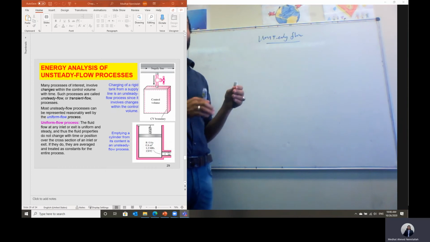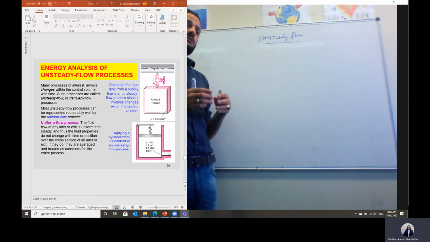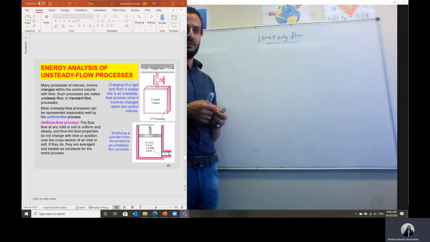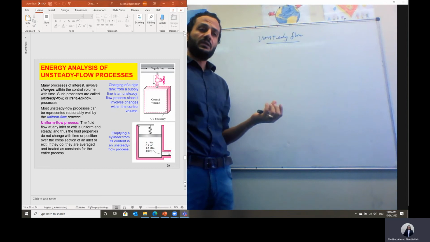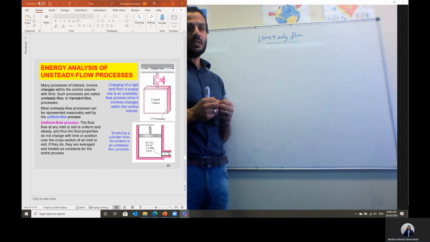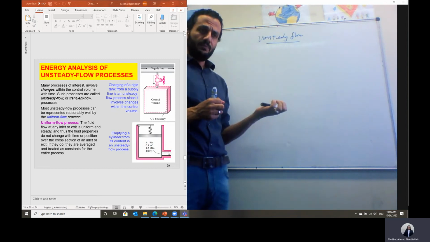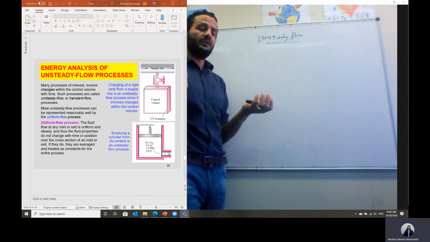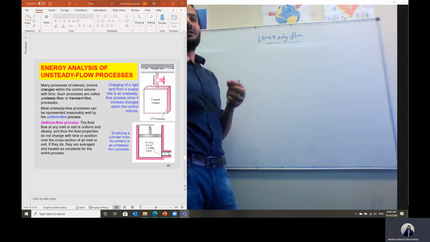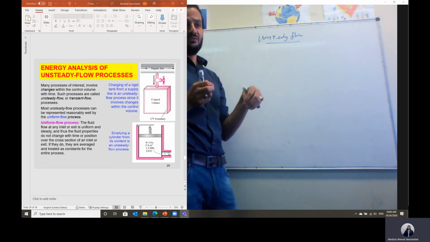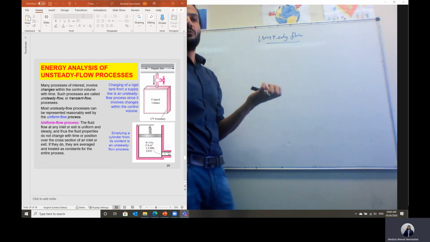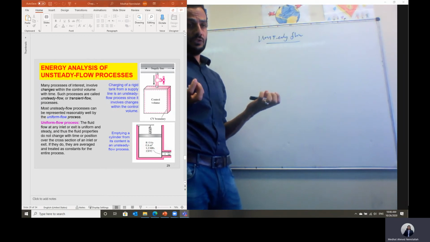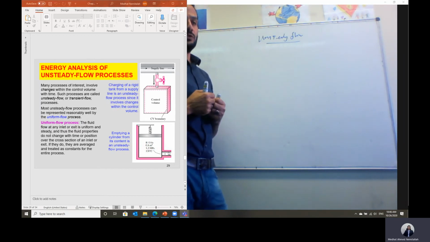Or the second case, we have mass out, either we have leakage or we are discharging a tank. So in this case, we have mass out, but we don't have mass in. So mass flow rate in does not equal mass flow rate out. So the case is unsteady flow. Or we can have mass in and also mass out, like we are filling a tank but there is a leak in this tank. So in this case, we have mass flow rate in and mass flow rate out, but mass flow rate in does not equal mass flow rate out, which is the condition for a steady flow. So in this case, we also have unsteady flow.